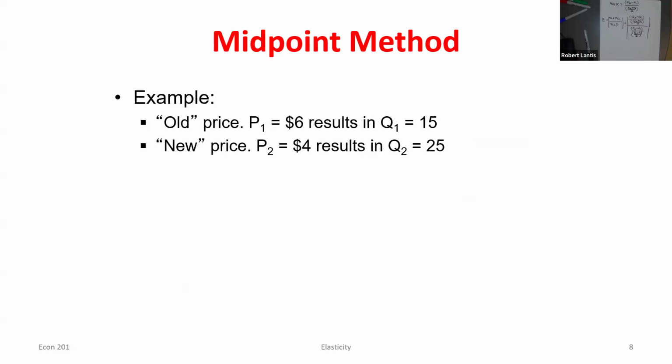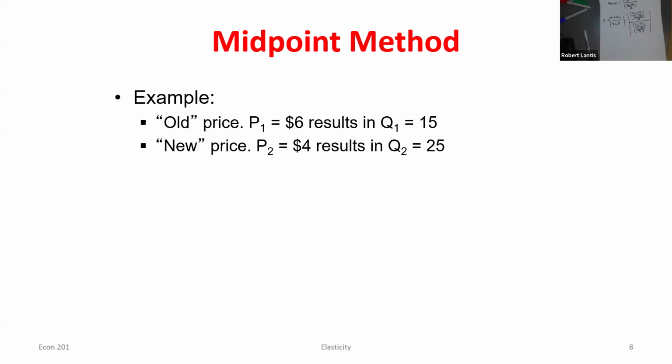All right. So let's put some actual values into this. Let's say I had an initial price of $6, and as a result, I've got a quantity demanded of 15. If I decrease the price to $4, what should that do to the quantity demanded? Increase it. Here, it increased to 25.